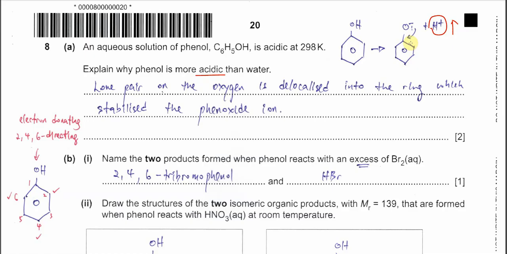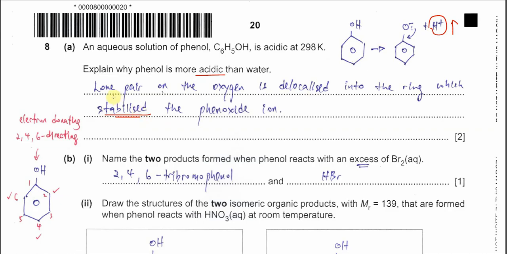Less available means it is less likely to bond with the H plus. That means the H plus is going to be of larger amount, because the phenoxide, which is the one that should react and form bonds with the H plus, now has a lone pair that is not available. When the lone pair on the oxygen is less available, we say that it is stabilized. So that's why we always use stabilized.